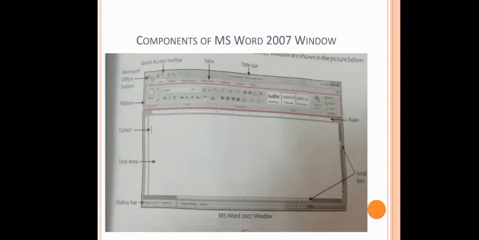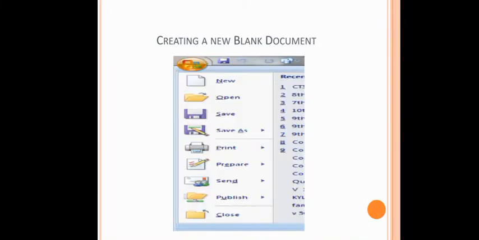It will show how many pages your document has and which page is currently opened in front of you. And the rest of these are scroll bars and rulers. These both have two types: vertical ruler and horizontal ruler, and same with scroll bars, vertical and horizontal.